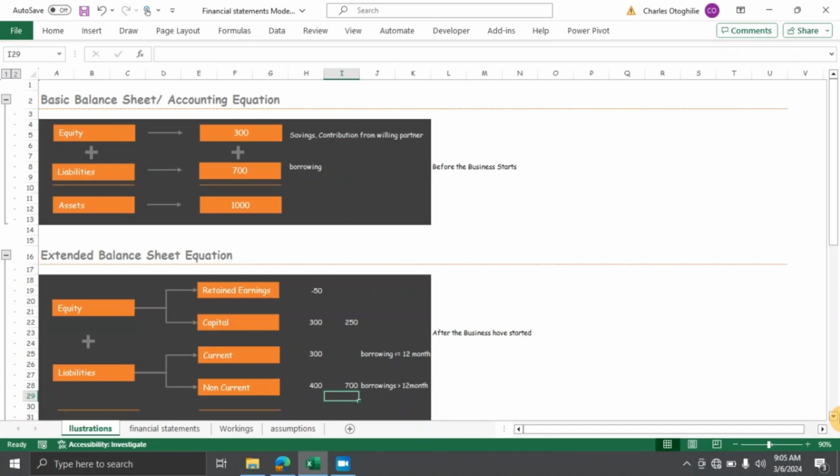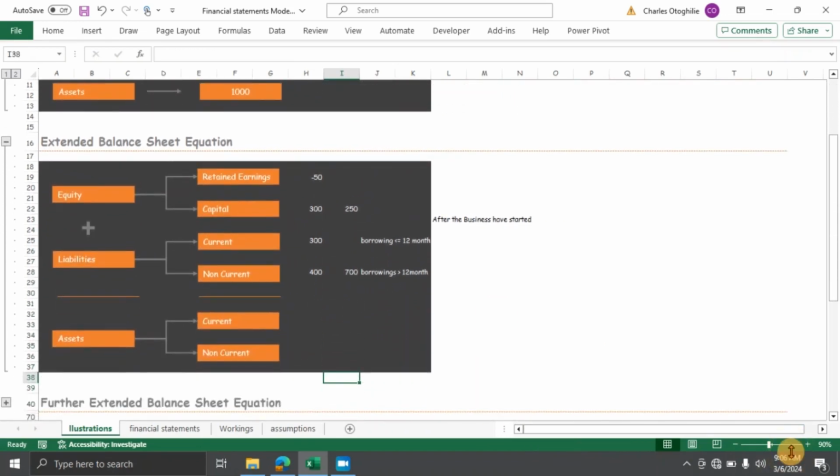So what happens is that after the business has started, you might find out that your equity plus your liability reduces by 50 because there was a negative here. If it was positive, it's going to increase by 50. Okay, so that is exactly how it works. All right. So what does that imply for our assets?